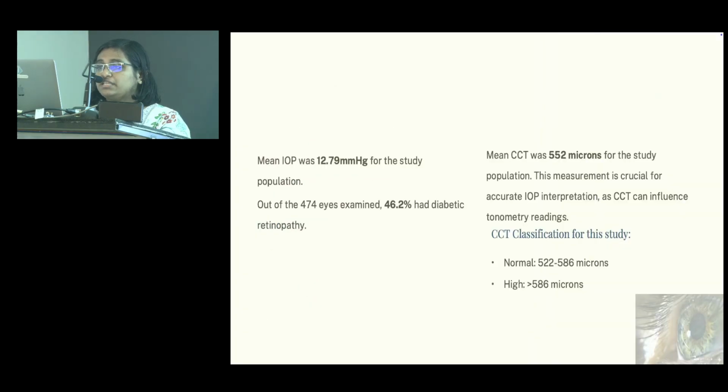Mean IOP in our study population was 12.79 millimeters of mercury, and 46% had diabetic retinopathy out of 474 eyes. Mean CCT was 552 microns, which was within normal limits. Central corneal thickness was classified as normal at 522 to 586 microns, and more than 586 was taken as high.